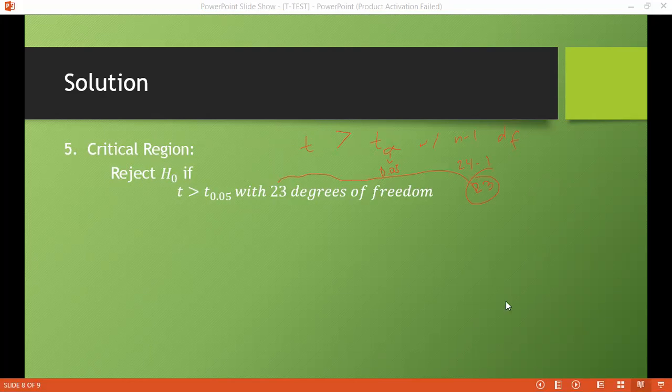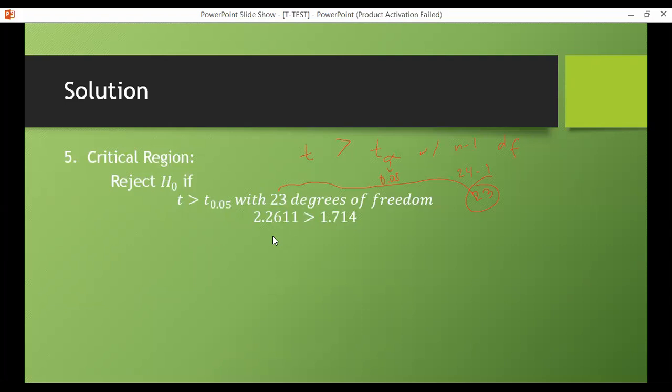Next. Now, remember, sa step 4 natin, na-solve na natin ang value ng t, and that is 2.2611. And ang 1.714, makikita natin yan sa t-table. Now, if you forgot how to look for the value of the t, I have a video prepared for that one. So, hanapin nyo na lang.